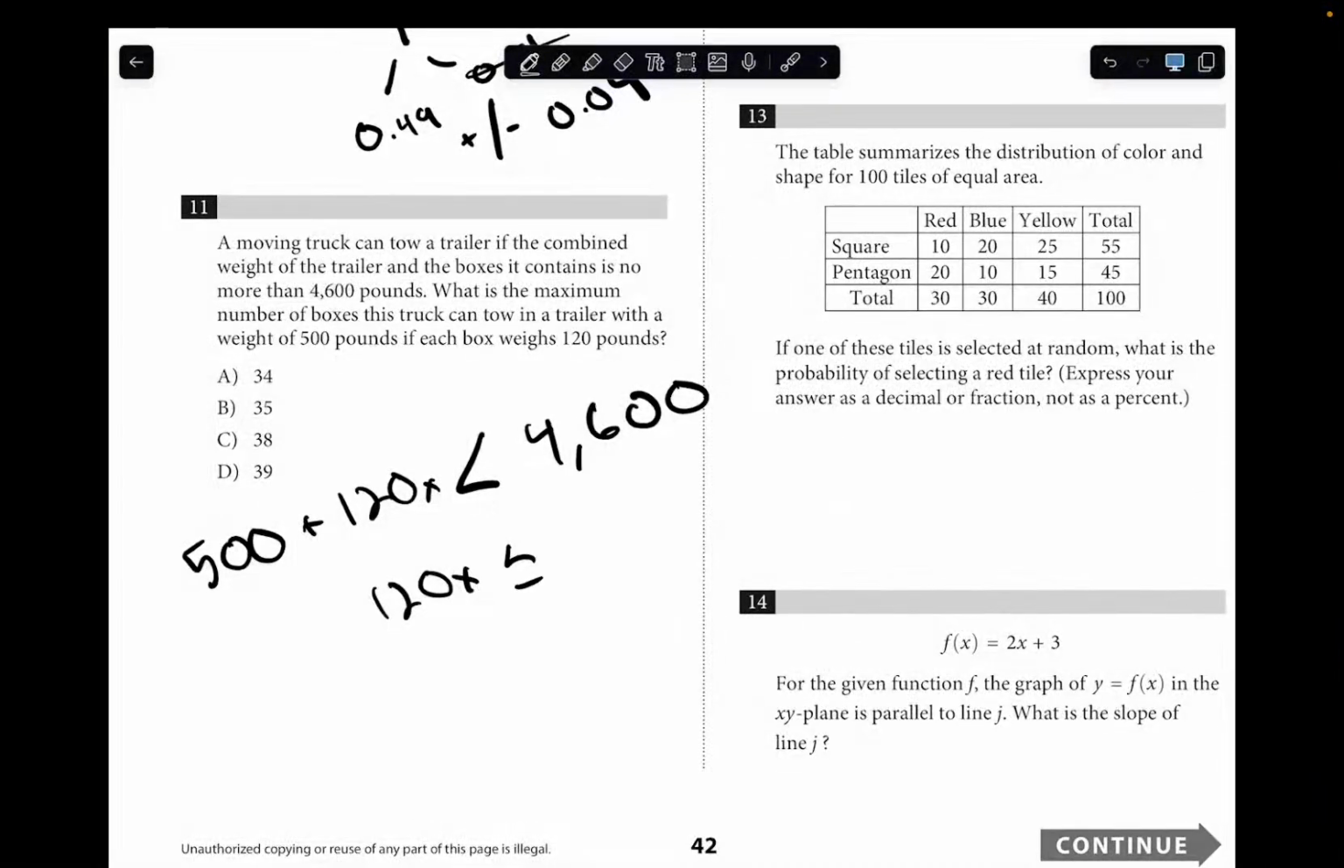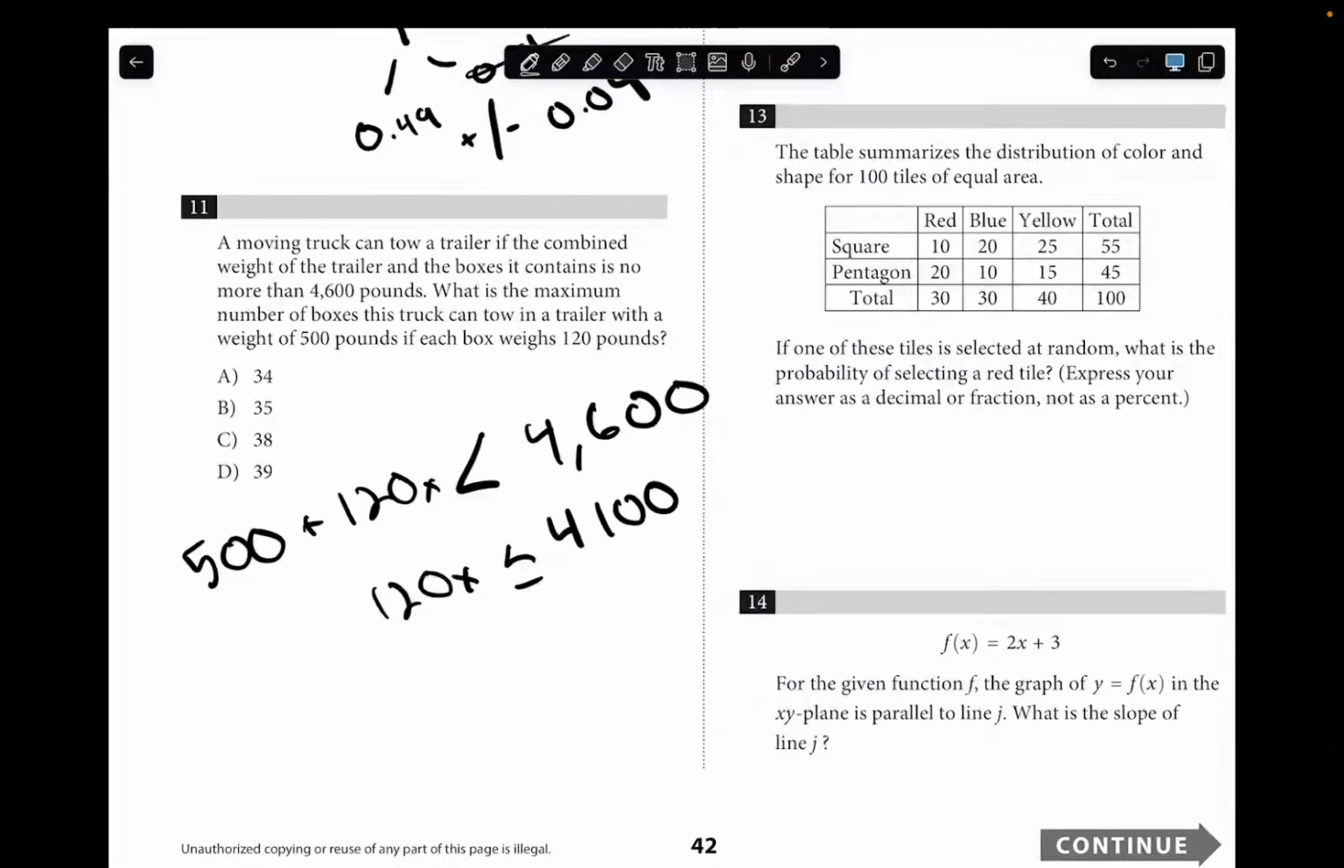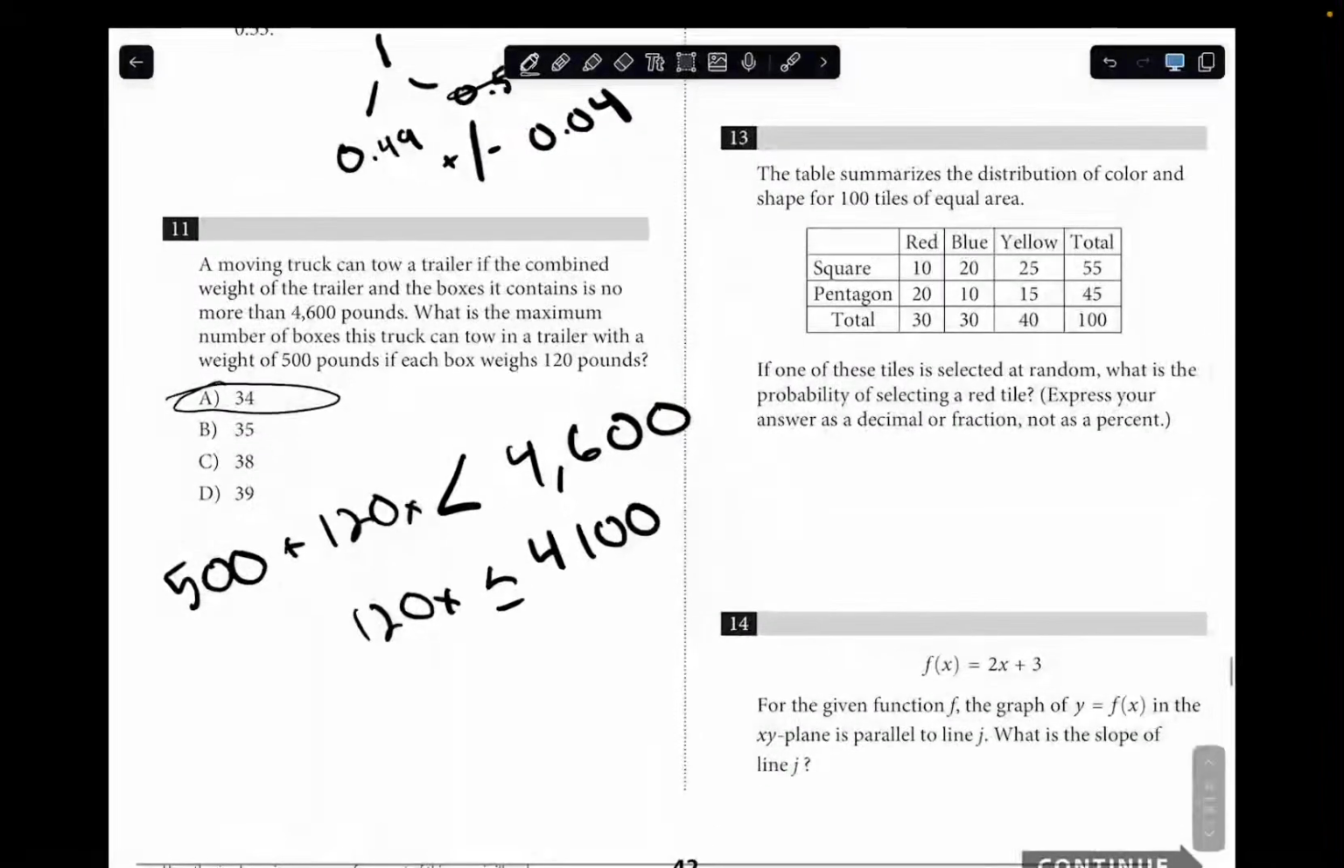4,600 minus 500 is 4,100. Somebody who has a calculator. 34? Let me double check it. Yep, that's right.